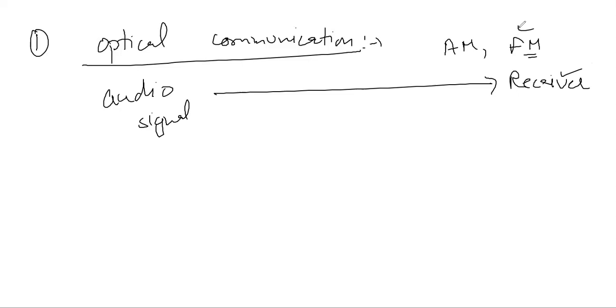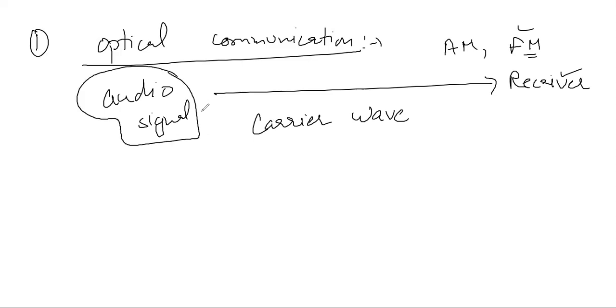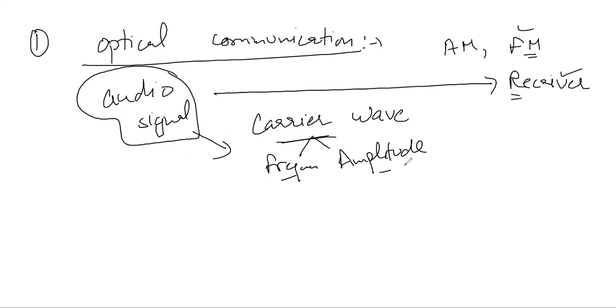But one of them is, for example, frequency modulation, which basically means that you have another signal, jisko aap bolte ho carrier wave. Ye jo carrier wave hoti hai, ye audio signal ko carry karti hai and ye aapko receiver tak pahunchati hai. The signal is sent to the receiver. And that basically means you can change the frequency of this carrier wave, or you can change the amplitude of this carrier wave according to the audio signal. Agar aap frequency change karte ho, to usko frequency modulation bolte ho, aur agar aap amplitude change karte ho, to usko amplitude modulation bolte hain.